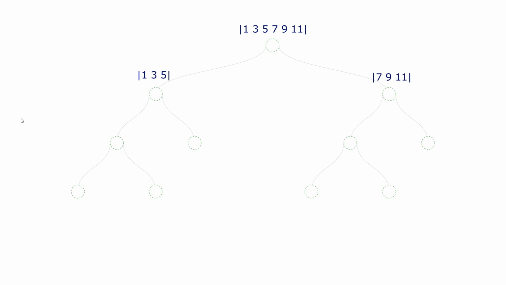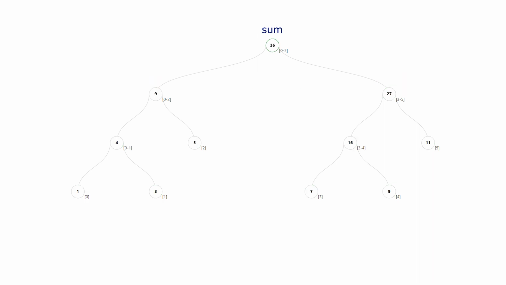To construct a segment tree, we start with the original array and recursively divide it into halves until we reach the individual elements. Each node in the tree contains information about the segment it represents, the starting and ending indices, and additional data based on the specific problem we are solving. In this video, we store the sum of the elements within the segment represented by a node.